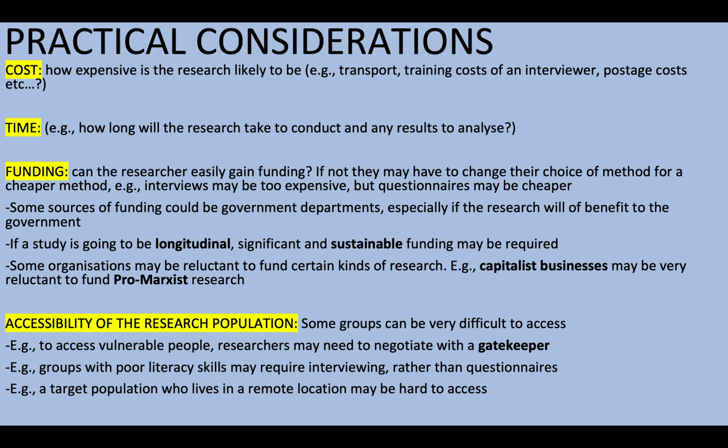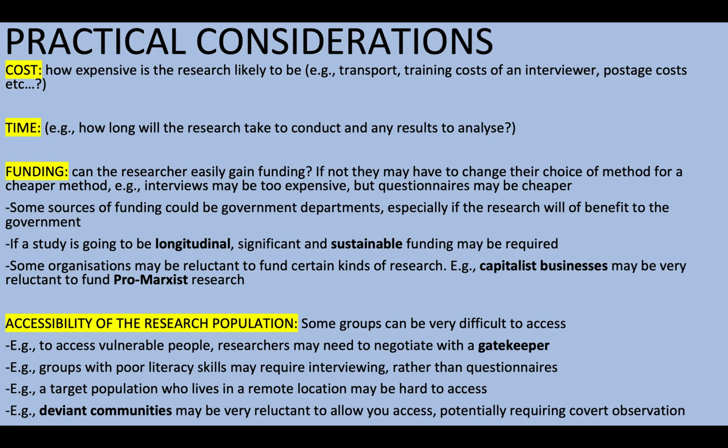Okay, if a target population lives in an extremely remote area, they are going to be incredibly difficult to access, or it might cost you more to access them. Lastly, deviant communities are going to be extremely reluctant to allow anyone in. So, say you were researching the topic of drug cartels or drug dealing, as some researchers have done in the past, they aren't very likely to allow people in. So people obviously conduct covert research, covert observation. The AO3, it pushes time and it pushes costs up again.